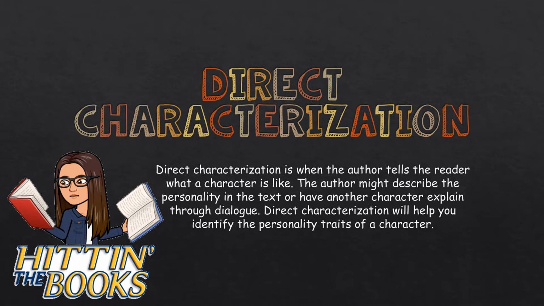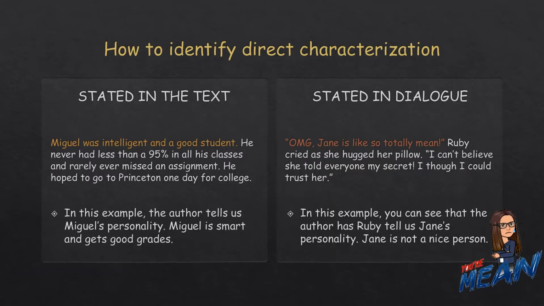The author might describe the personality in the text or have another character explain it through dialogue. Whichever way the author decides to do it, they are directly telling you the personality trait of the character. You can identify character traits in two ways. If the author states the character trait in the text, it might sound something like this.